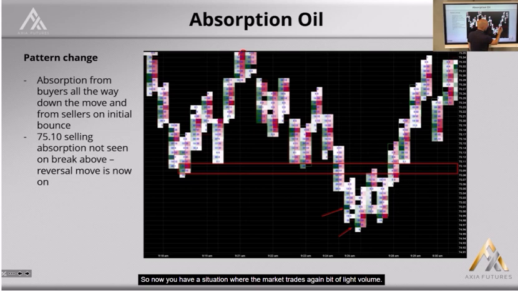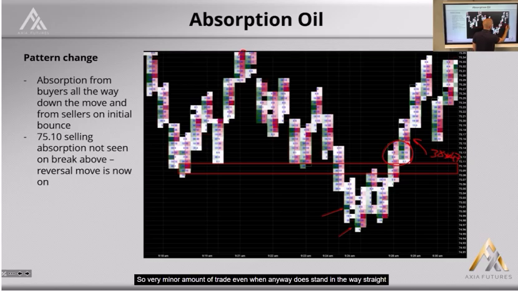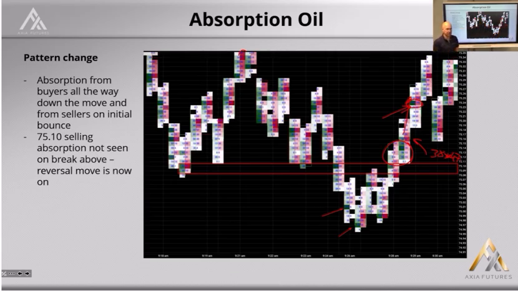So now you have a situation where the market trades again, a bit of light volume. That's a good sign that we can now start to move up because we're rejecting lower prices. And even when you do get, and this is minor, that's 38 by 47, so a very minor amount of trade, even when anybody does stand in the way, the market goes straight through it and continues to move up, even with buying absorption at higher and higher prices. That's how you spot the reversal.